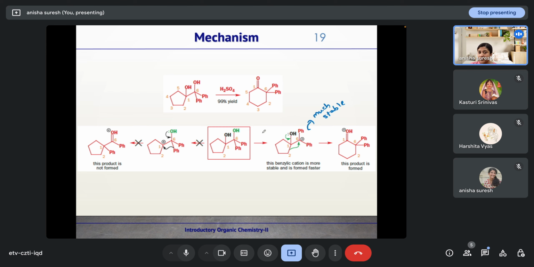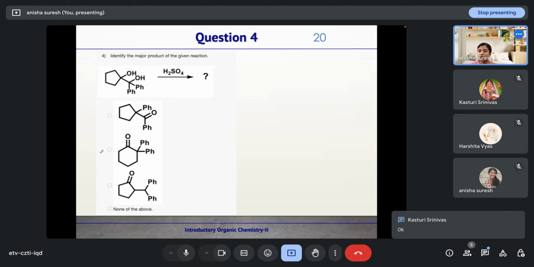So that is why this will be formed as major, and then this lone pair will fall here and this 1,2 bond will break and it will lead to formation of this 2,6 bond. So we will get this as the final product. Okay, this is the reason. The benzylic cation is more stable and is formed faster. So this will lead to formation of this major product. So option B will be the right answer. Is this clear? Okay.